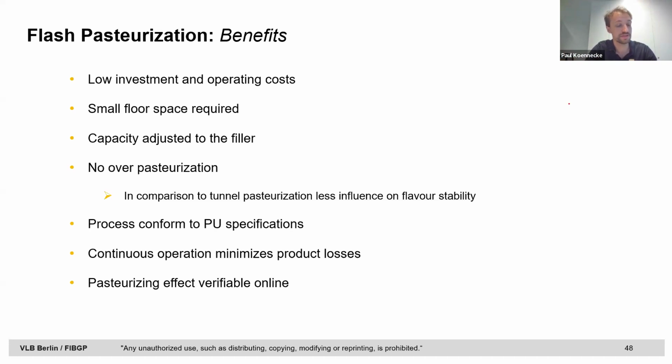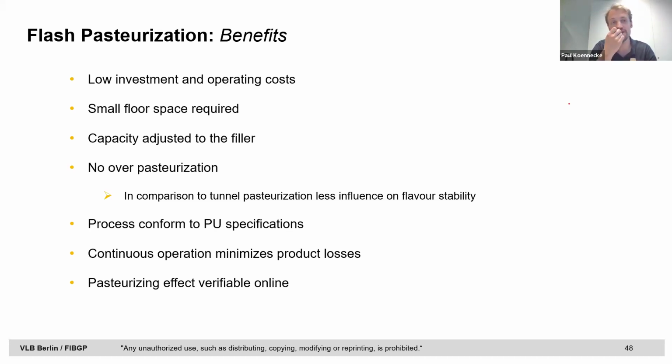The process is still conformed to pasteurization unit specifications, of course, and this type of continuous operation also minimizes your product losses, because you can't have container breakages where there are no containers. And the pasteurizing effect, you can always verify that online. So you see at a certain point when you have a problem, you know that there's a problem, because you have the flow rate, you have the temperature, and if something of this drops or changes, you know this immediately and you can react immediately.